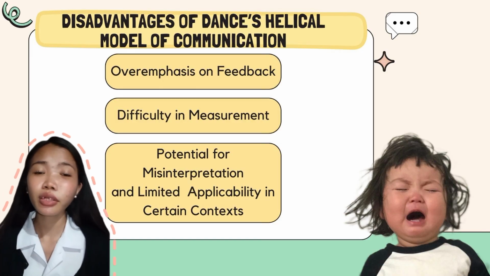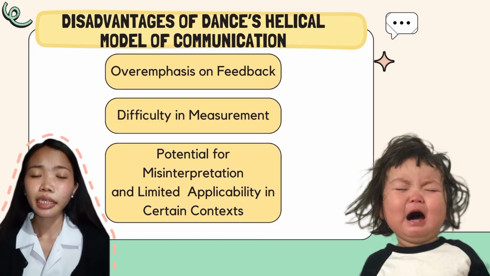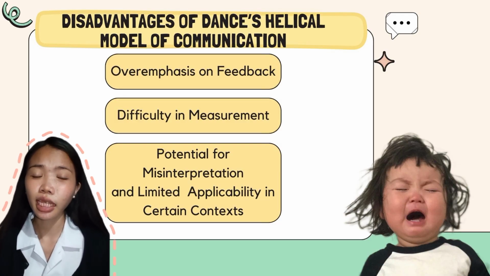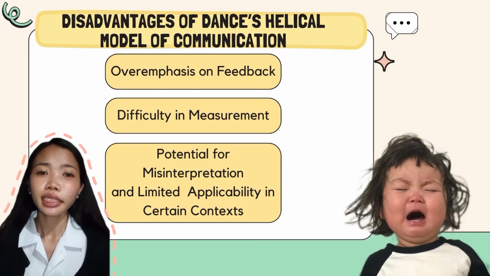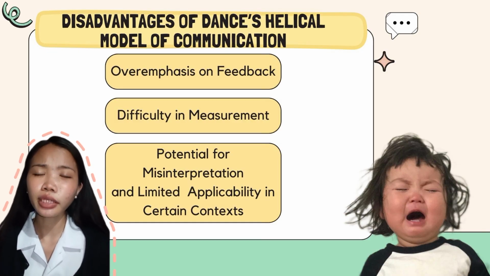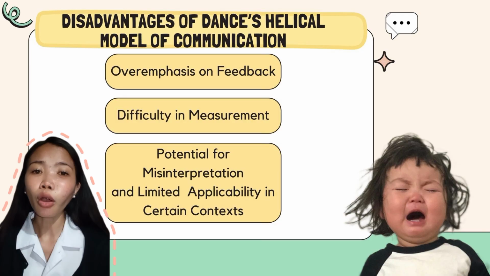Next is difficulty in measurement. The helical model's focus on qualitative aspects of communication, such as interactions, interpretations, and adaptations, may pose challenges for measurement and empirical research. Unlike models that incorporate quantifiable variables and observable behaviors, Dance's model may be more difficult to operationalize and test empirically.